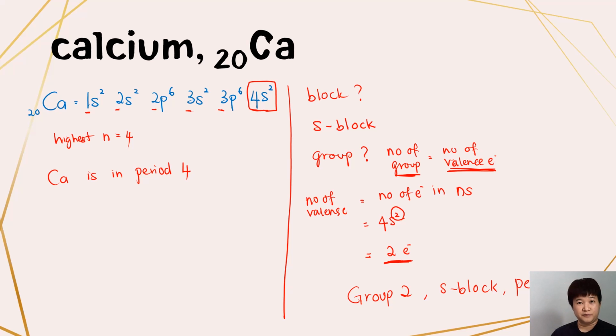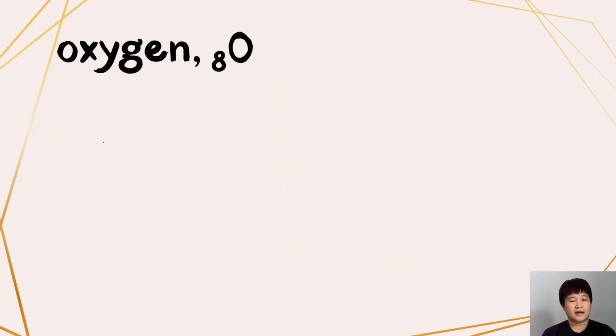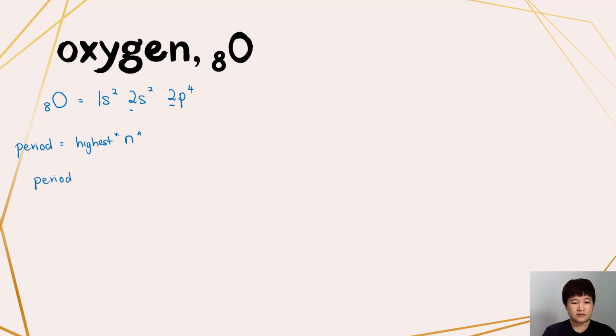Okay, simple. Let's try one more. Oxygen 8. Very simple, short and precise. Oxygen 8, you have 1s2, 2s2, 2p4. We have talked about it just now to identify the period. The period will be equal to the highest n. So the highest n over here will be 2. Oxygen will be in period 2.